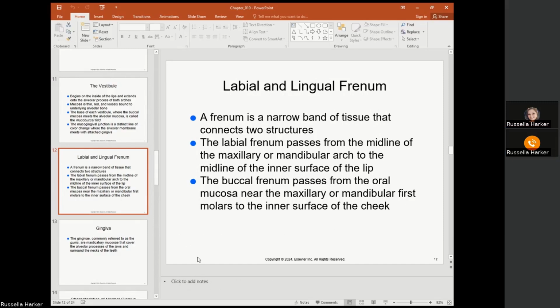You can also see buccal frenums if you pull your cheeks out horizontally, and they are located near the maxillary or mandibular first molars to the inner surface of the cheek. The lingual frenum is located under the tongue. So if you lift your tongue up to the roof of your mouth, if you can, and you look, that band of tissue that connects your tongue to the floor of your mouth is the lingual frenum.